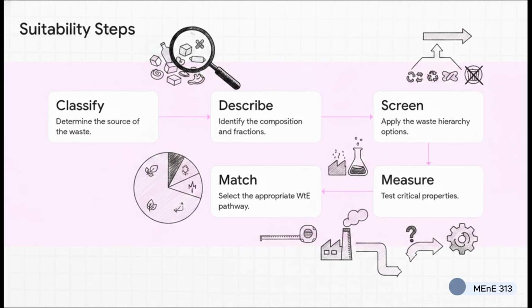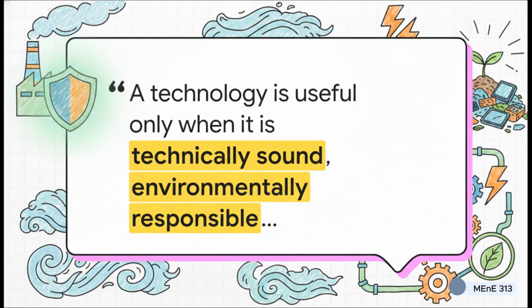Skipping steps here, like jumping straight to picking a technology before checking for recyclables, is exactly how projects fail. Engineer Mabayo notes something essential here. Your role isn't just to generate power. Your role is to ensure the entire system protects public health and the environment. We aren't just solving a straightforward energy problem. We are solving a highly complex environmental systems problem.